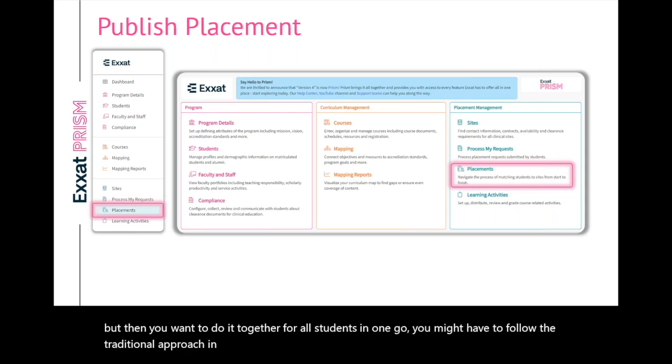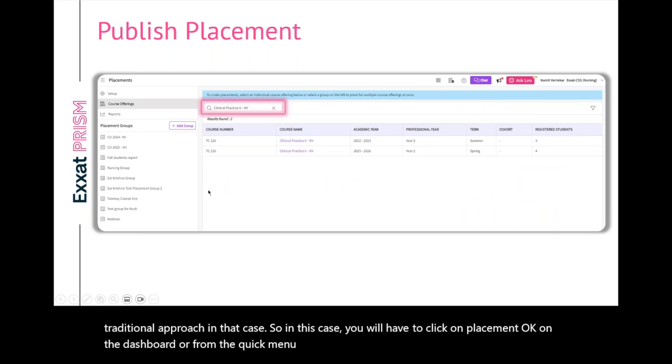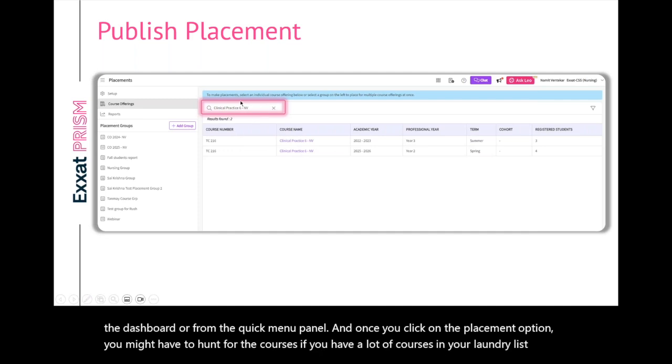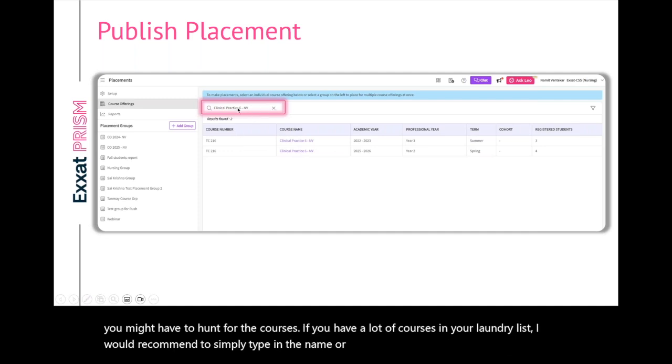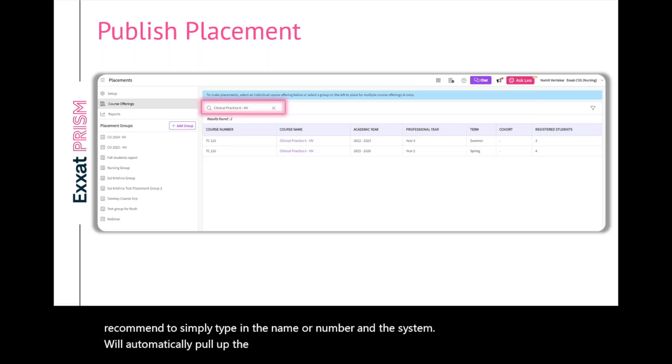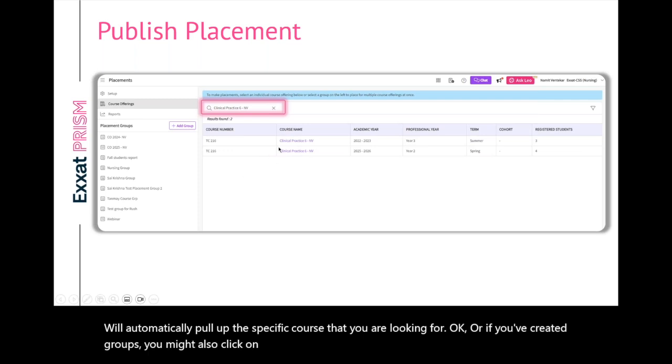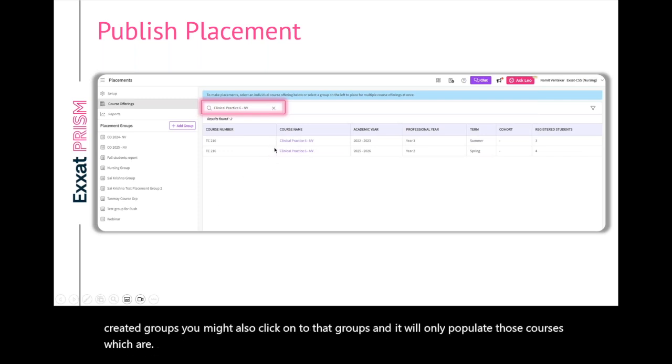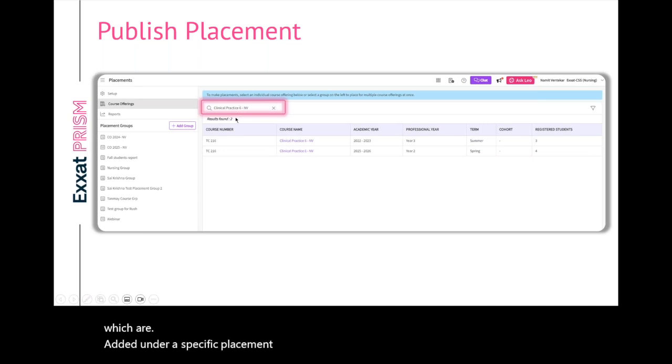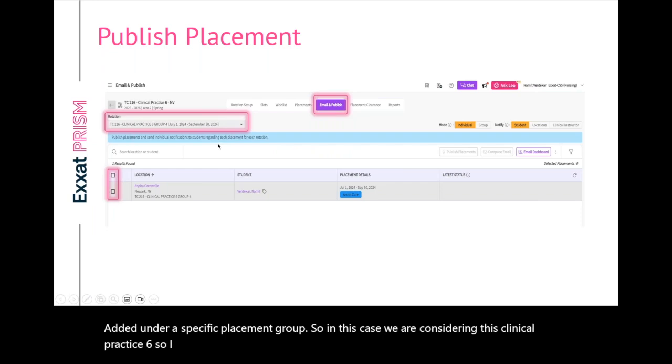in that case. So in this case, you will have to click on placement, okay, on the dashboard or from the quick menu panel. And once you click on the placement option, you might have to hunt for the courses. If you have a lot of courses in your laundry list, I would recommend to simply type in the name or number, and the system will automatically pull up the specific course that you're looking for. Okay, or if you've created groups, you might also click onto that group, and it will only populate those courses which are added under a specific placement group. Okay, so in this case we are considering this clinical practice 6, so I just select that particular course.